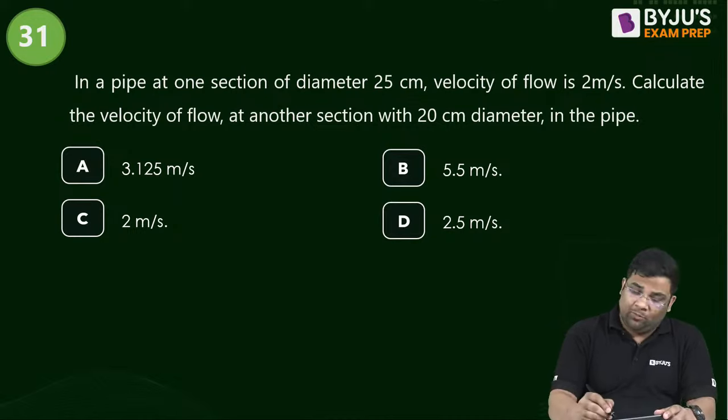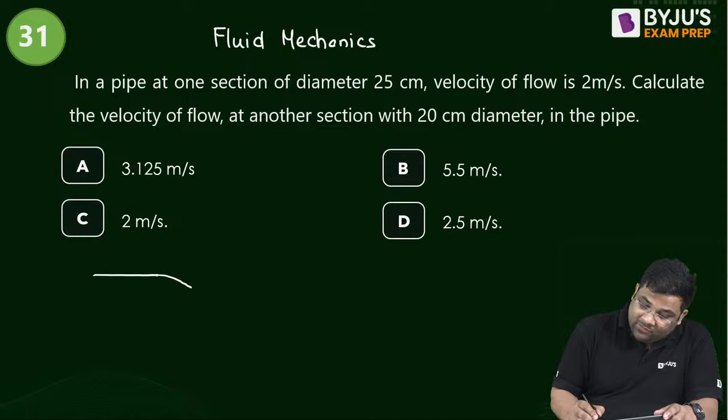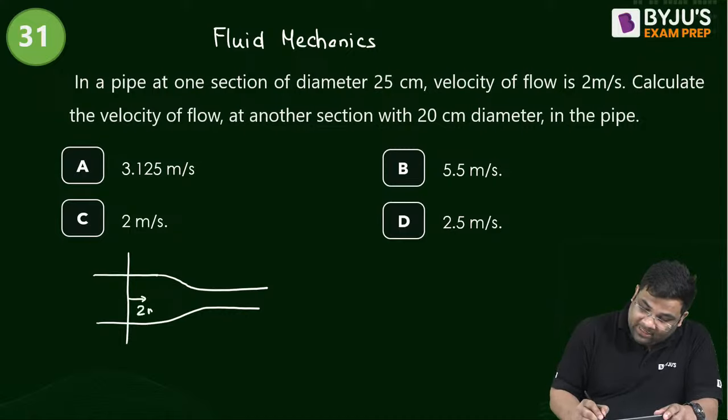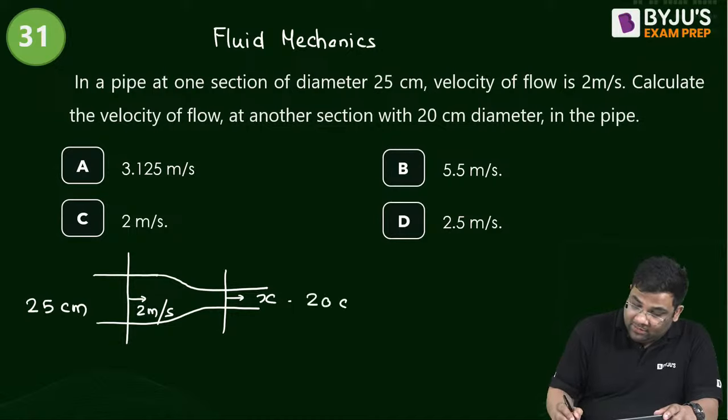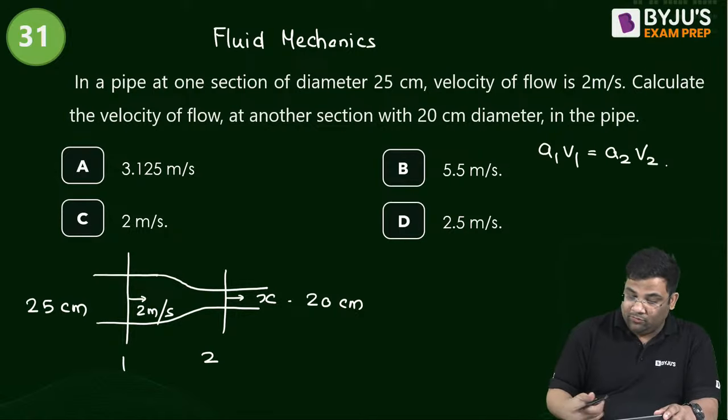This is fluid mechanics. You can see a very straightforward question, based on your continuity equation. At a section, diameter is 25 centimeter, and at another section the diameter is reduced to 20 centimeter. Here the speed is 2 meter per second, and the speed here we have to find out, suppose V2. So for section 1 and section 2, A1V1 is equal to A2V2. Now give me the answer for V2.